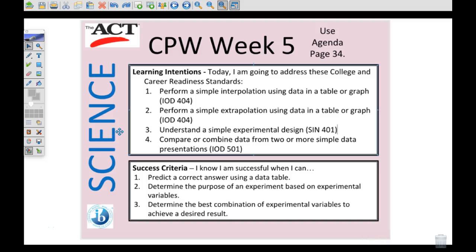In your first round of CPW science as juniors, we're going to first perform a simple interpolation using data in a table or graph, then perform a simple extrapolation using data in a table or graph. We're going to understand a simple experimental design, and then we'll compare or combine data from 2 or more simple data presentations. We know we'll be successful today when we can predict a correct answer using a data table in the first 2 questions, determining the purpose of an experiment based on the experimental variables, and then determining the best combination of experimental variables to achieve a desired result.